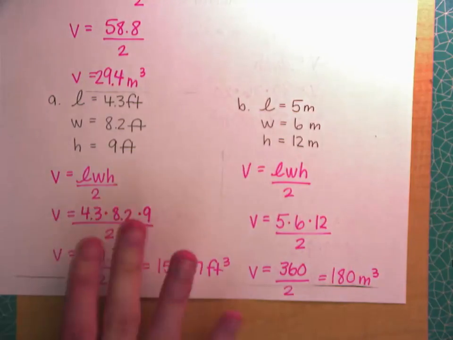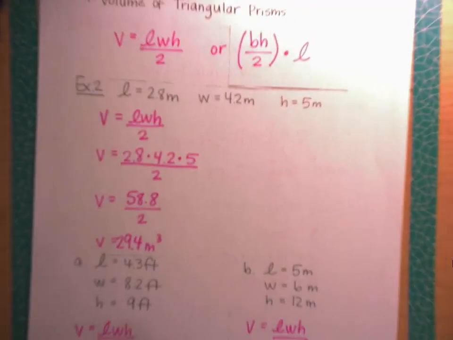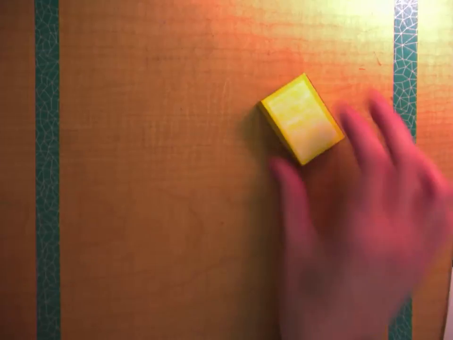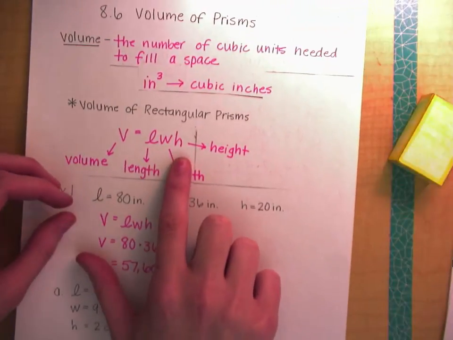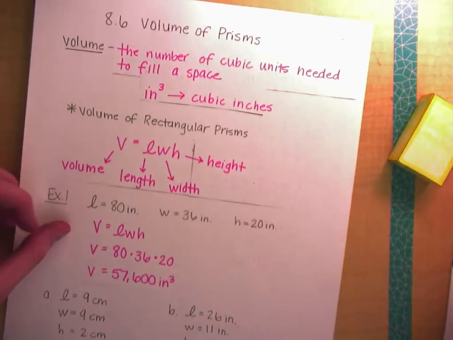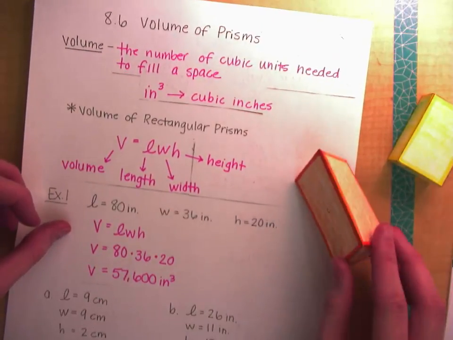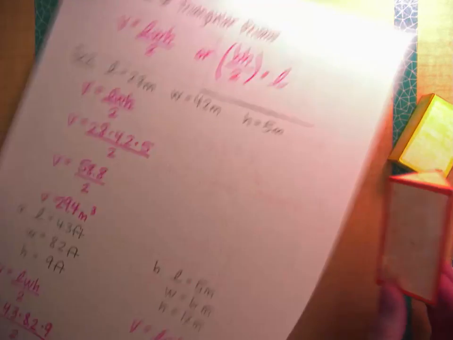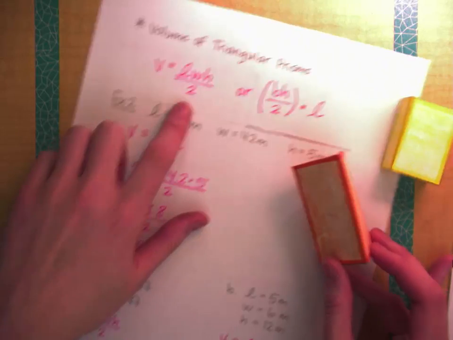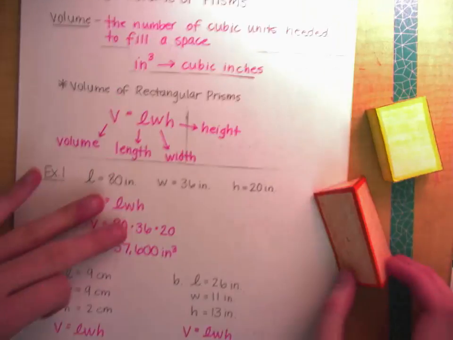So remind me one more time, what's the formula to find the volume of a rectangular prism? Length times width times height. What about for a triangular prism? Good.